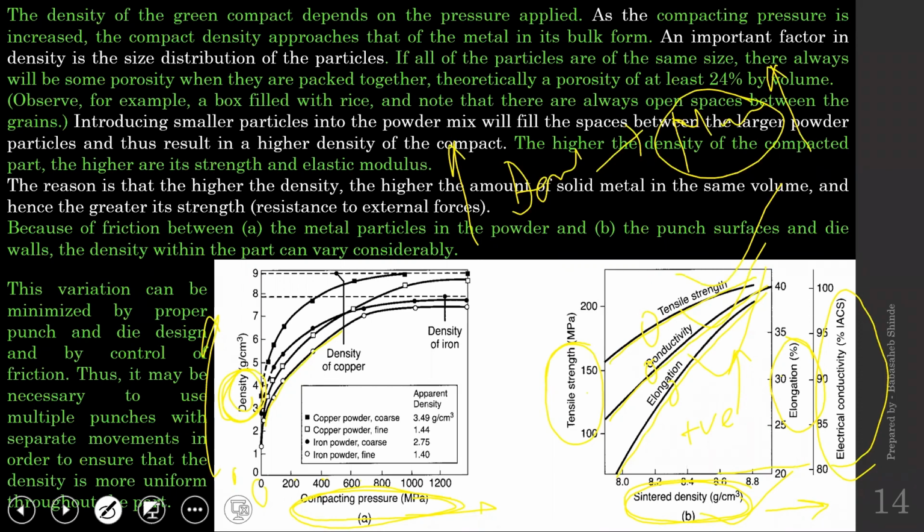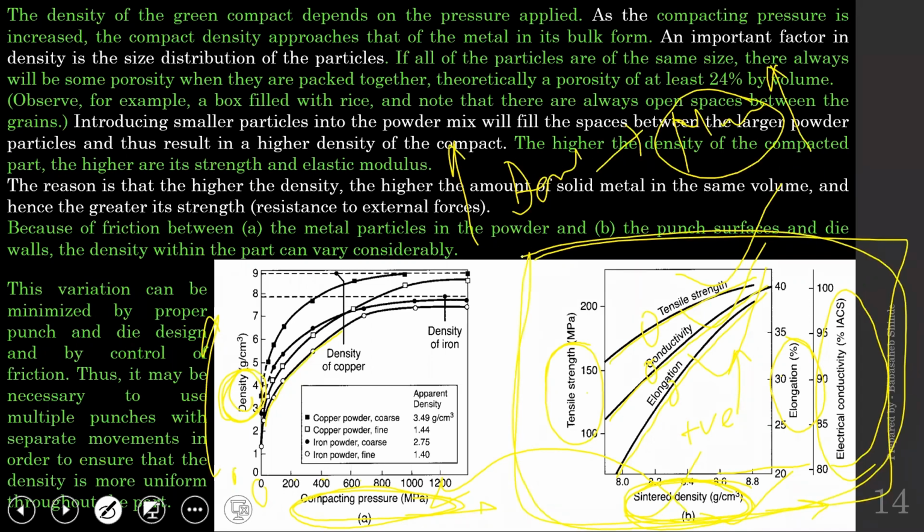Okay, and that way these properties are going to be controlled by this density, and density is going to be controlled by this compaction pressure. So this compaction pressure plays a vital role in deciding final properties of the product, because when you compact it to a maximum density and when you sinter it, the final properties are going to be much better as you keep on increasing the density.